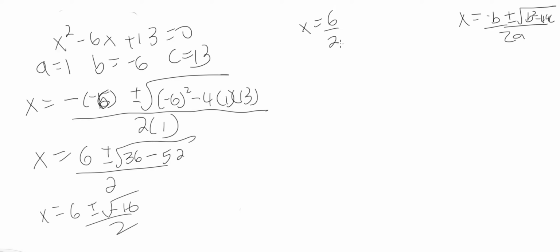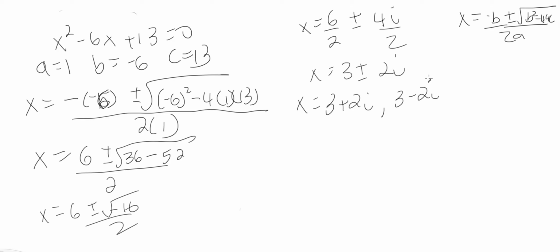Let's go ahead and split this up. 6 over 2 plus or minus the square root of negative 16, which is 4i over 2. 6 divided by 2 is 3 plus or minus 2i. Or you could say 3 plus 2i and 3 minus 2i. That is another way of saying that. Okay.